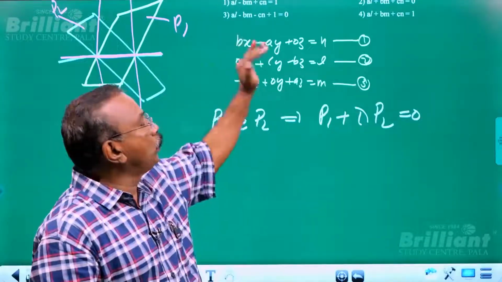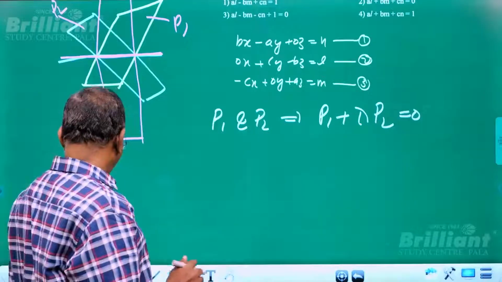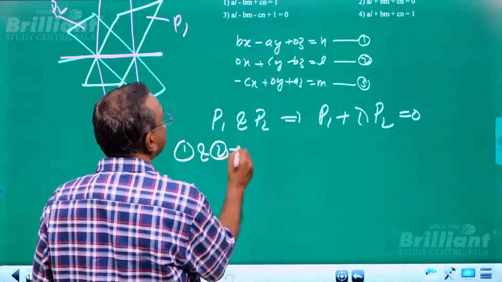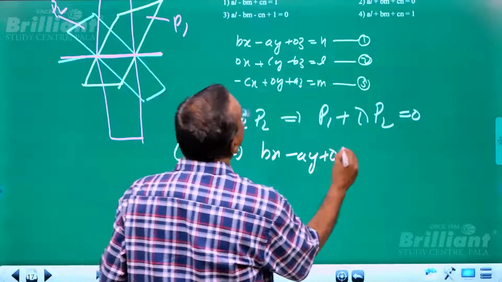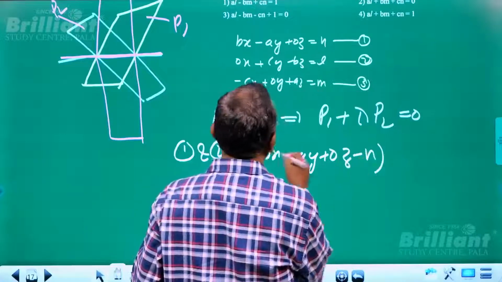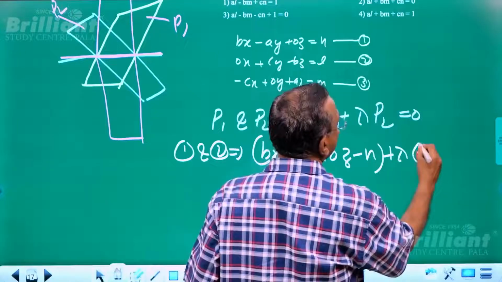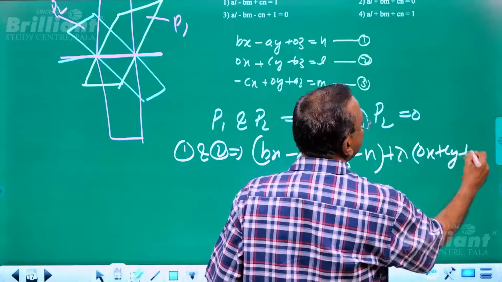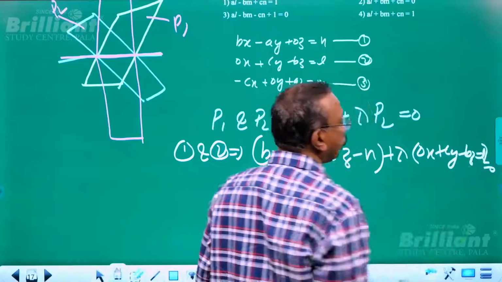So here 1 and 2 are there. You just provide the combined equation of 1 and 2. So equations 1 and 2 give bx minus ay plus 0z minus n, the first one, plus lambda into the second equation, 0x plus cy minus bz minus l is equal to 0. It's the combined equation of 1 and 2.